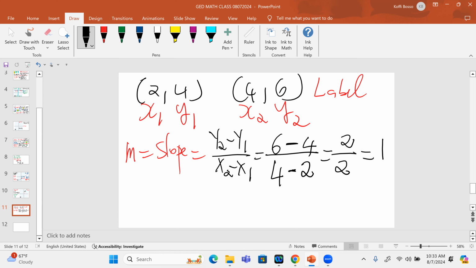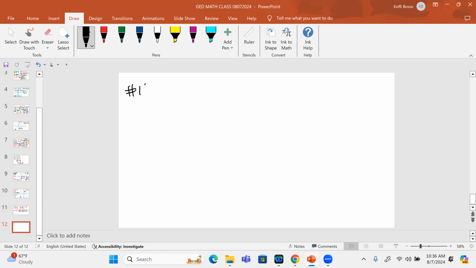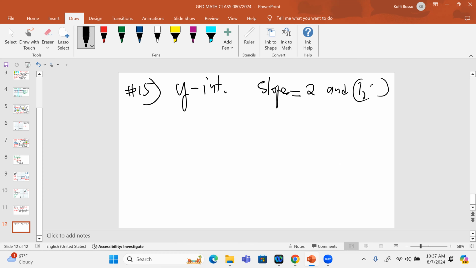Number 15. Here, we want the y-intercept. But they give you what? The slope, which is 2. And they give you a point with the coordinate 1, 2. So if you use y equals mx plus b.